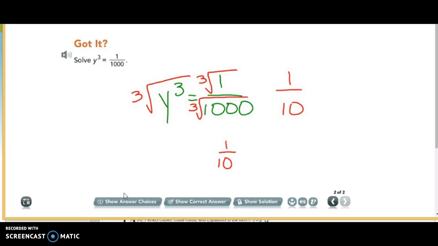So if I say 1/10 times 1/10 times 1/10, I'm going to do 1 times 1 times 1, and that's 1. 10 times 10 is 100. 100 times 10 is 1,000. And then we know that y does in fact equal 1/10.